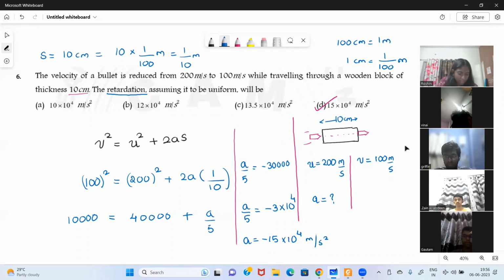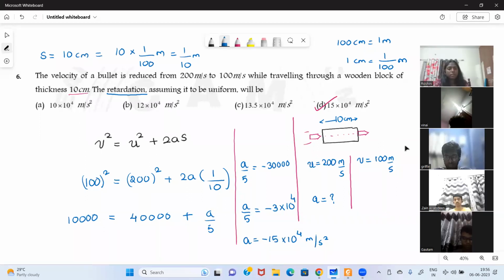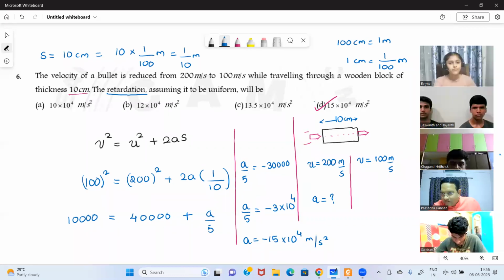Excellent, excellent. Okay. Good, good, good. Sadiq, Amog, Gautam, Jain, Griffin, Vinay, Roshni, Vaikash, Levin, Joel, Jerome, Aison, Sai Kiran, Ritvik, Jayant, Jashwant, Evelyn.